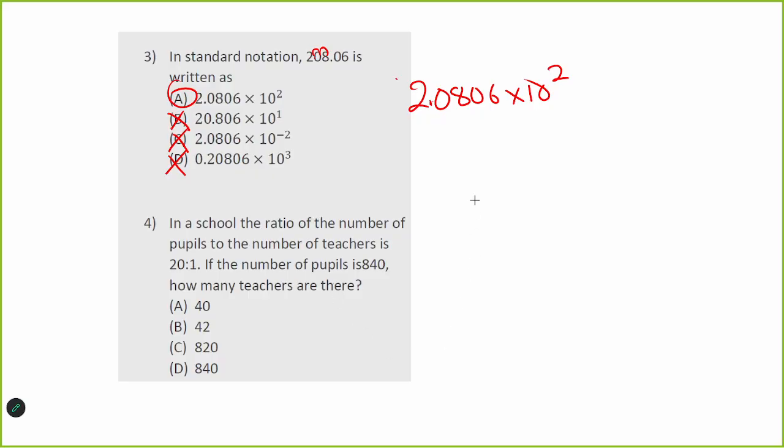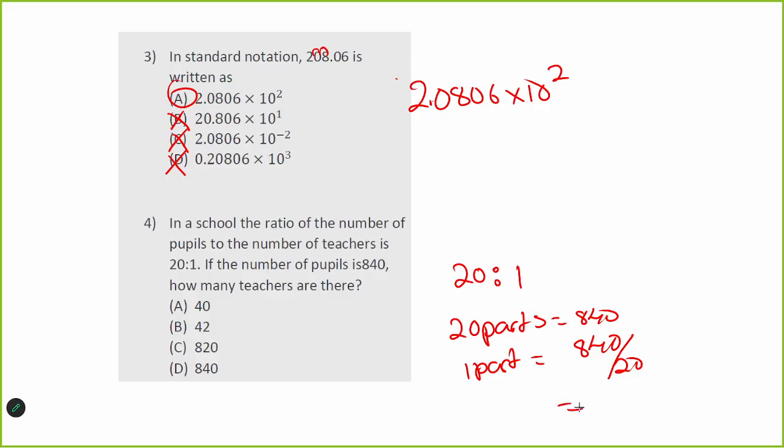This one is a repeated question. Let me read the question. In a school, the ratio of number of pupils to number of teachers is 20 to 1. If the number of pupils is 840, how many teachers are there? So they're telling you that 20 parts is equal to 840, and they want to know what's 1 part, because that's how many teachers there are. 840 divided by 20 is equal to 42. 2 can go into 84 42 times. So the answer would be B.